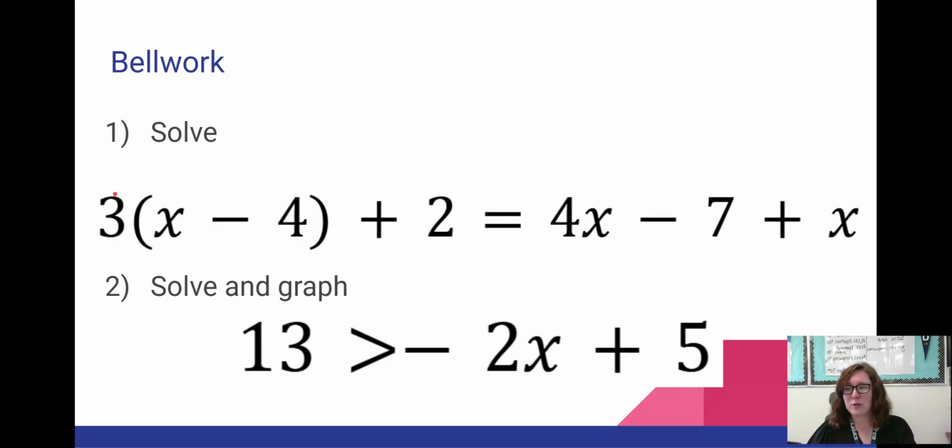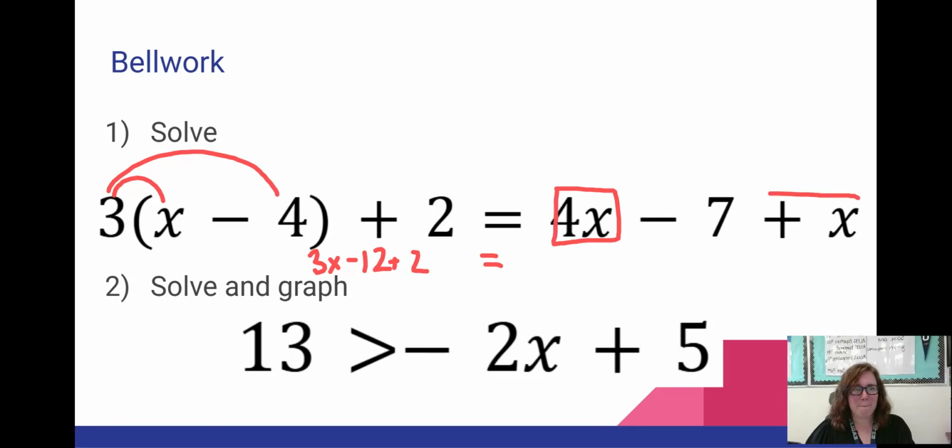So first we're going to distribute. 3 times x is 3x. 3 times a minus 4 is minus 12, so 3x minus 12. I do not multiply 3 times 2 because 2 is not in the parentheses, so I still just have plus 2. Equals, let's combine like terms. 4x plus x is a 5x minus 7.